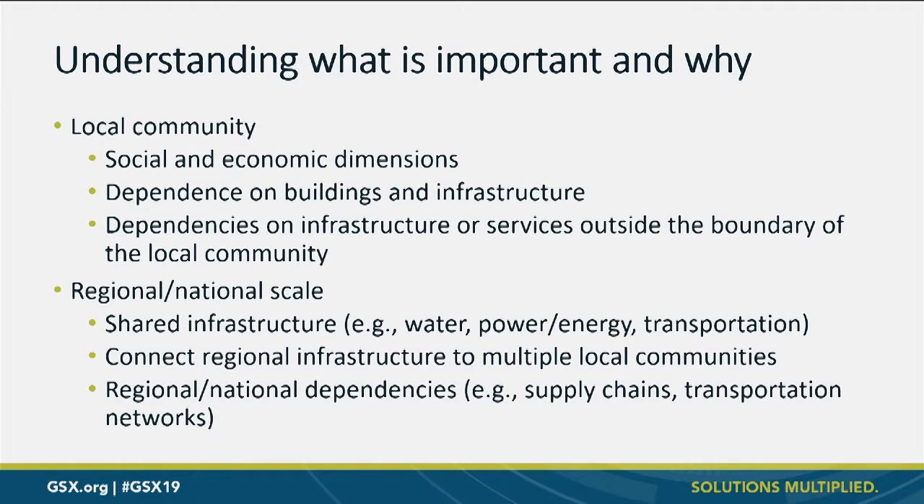When you start to look at what's important and why, starting at the local community, so social and economic dimensions, what's really important to the community, what's its identity, how are those things dependent on buildings and infrastructure, and what are the dependencies on infrastructure services that exist outside the boundary of the local community. So there may be things like a major employer that exists across the border, but many of the employees live within the border of the neighboring community. So there is certainly dependency in getting people moving back and forth on transportation networks.